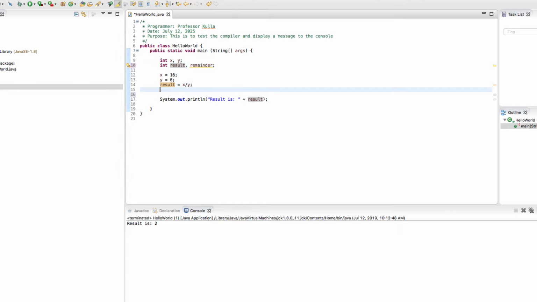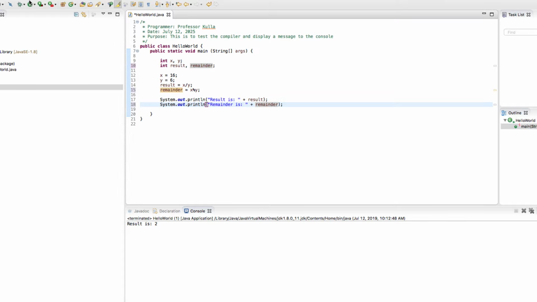And the way you find the remainder is you use the modulus symbol. And the modulus symbol is the percent sign. So what does this say? This line says x mod y. That means divide y into x and tell me what the remainder is. So this is going to say 6 goes into 16 2 times fully, and the remainder is 4, and it's going to put that value of 4 into the variable remainder. So if I print that out, by the way, I can copy and paste lines like that. Okay. I could say remainder is remainder, and it would print out 4 for the remainder.